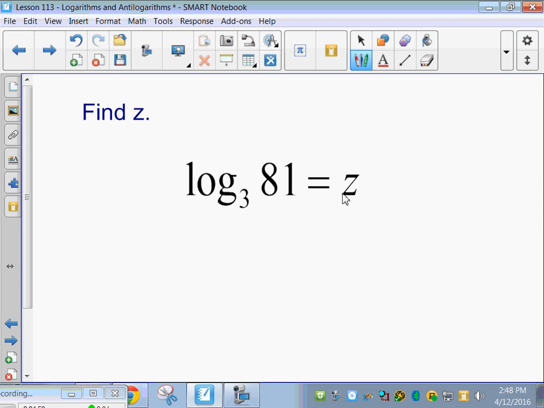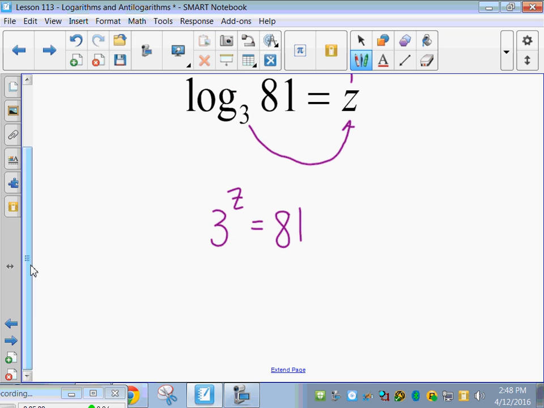Okay, eventually you'll learn how to do these on your calculator, but for now we're going to loop it. So this time our variable is over here on the answer side, and so it's going to go into our exponent. So 3 to the z power equals 81. So on this one, I would probably just plug in my calculator till I got it. So 3 to the second is 9, 3 to the third is 27, and 3 to the fourth power is 81.